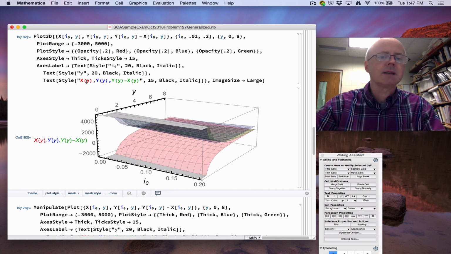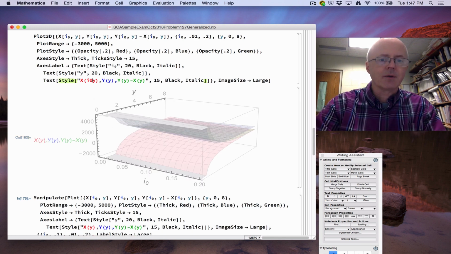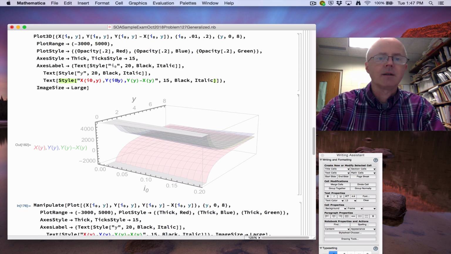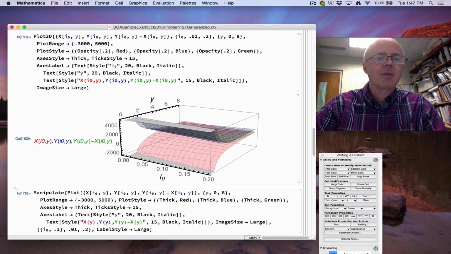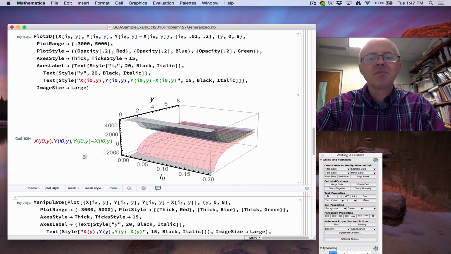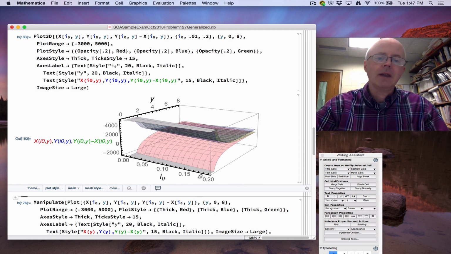And this labeling is not ideal. We really have I0 in here as part of our dependence as well. Hope you don't mind me changing this midstream. That makes this kind of messy over here. I0 is going left and right, increases to the right. Y is going into the screen, increases into the screen. The output is up and down.